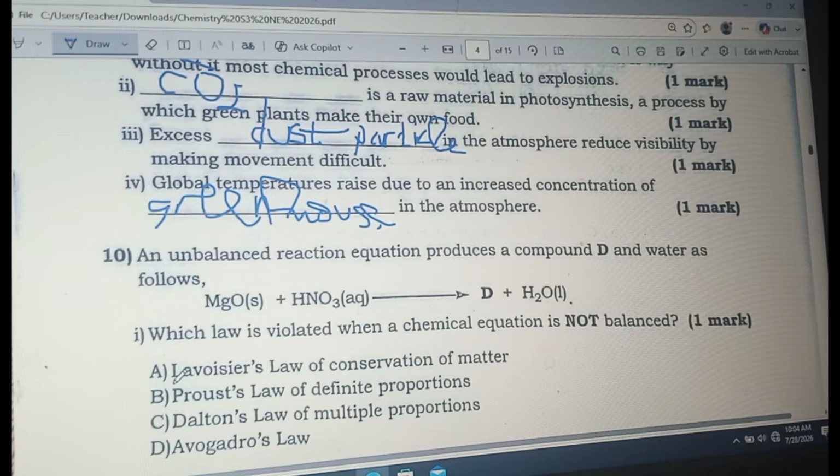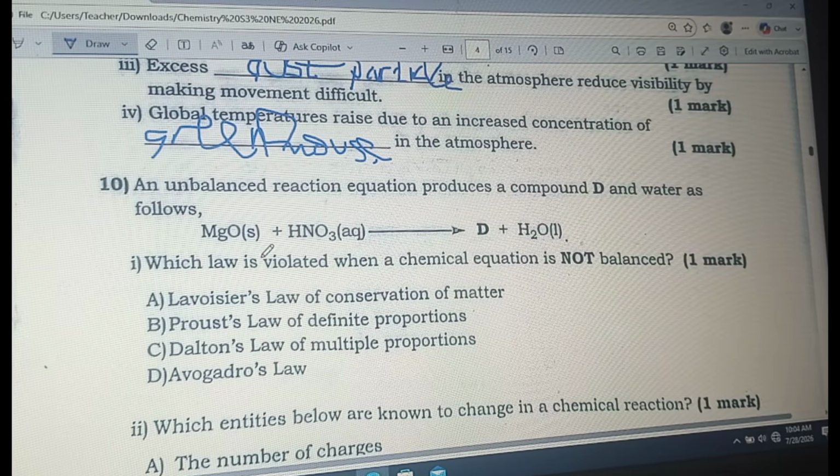Question 10. A balanced reaction equation produces a compound D and water as follows. We have magnesium oxide in solid form reacting with hydrogen nitrate in aqueous form to produce D and water. 1, which law is violated when a chemical equation is not balanced? Avogadro's? No. Dalton's? No. Proust's law? No. This one, Lavoisier's law of conservation of matter. The mass of reactants must be equal to the mass of products.